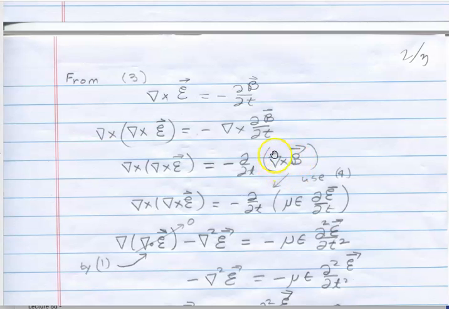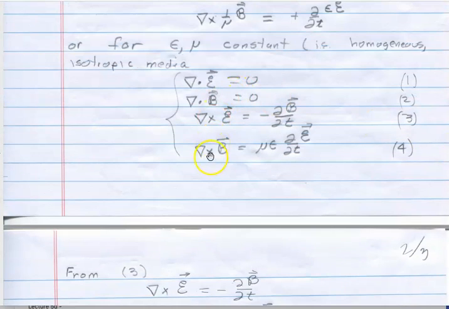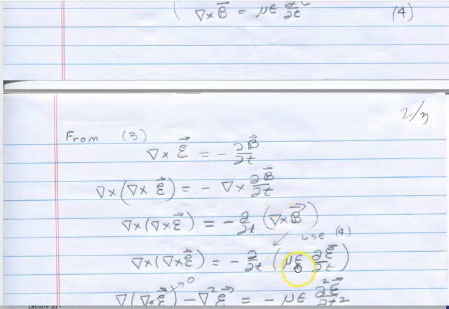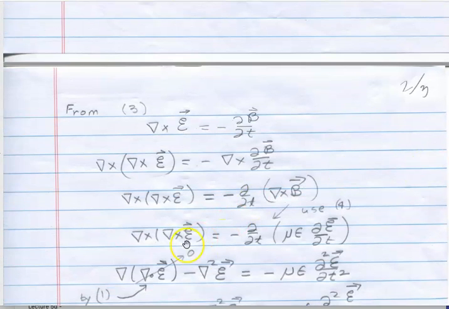We'll keep this one the same. Del cross B, I can use equation 4 because, if you look, the curl of B is mu epsilon times the partial of E with respect to t. And so I replace this by mu epsilon partial E vector with respect to time using equation 4. And then I can use a vector identity. You can look it up, but the curl of a curl turns into the gradient of the divergence of the vector minus the Laplacian operator operating on the vector.